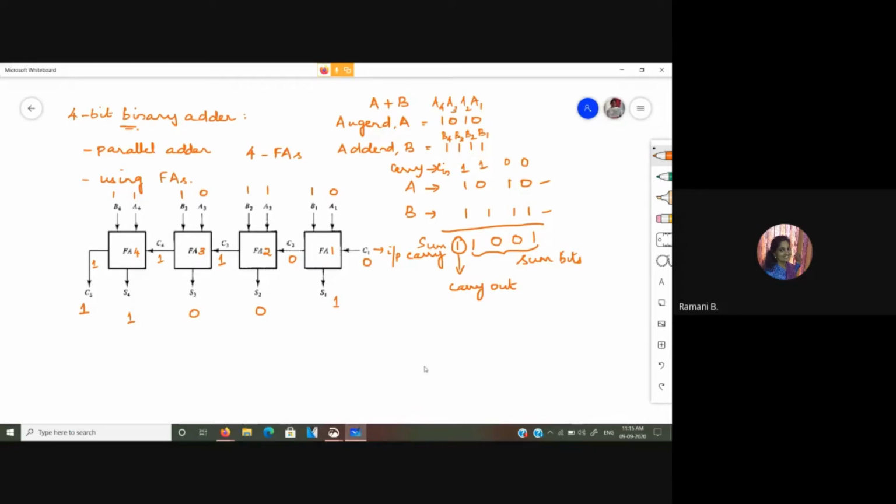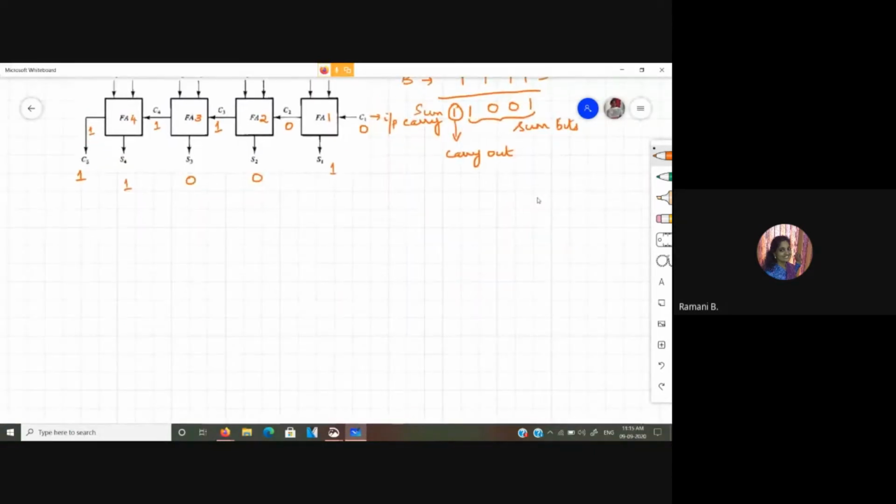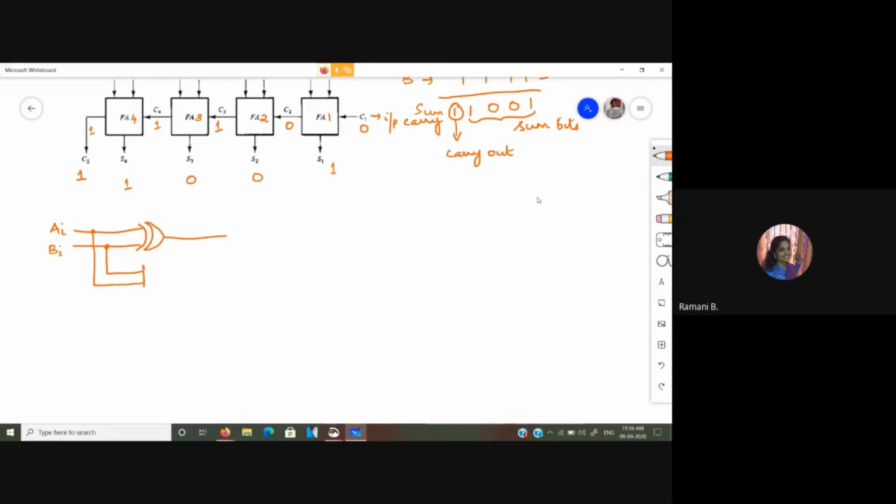Okay. So here with each of the full adders, we know if we are implementing the full adder using half adders, let us take this as Ai, Bi, and operation of this. And we have Bi.